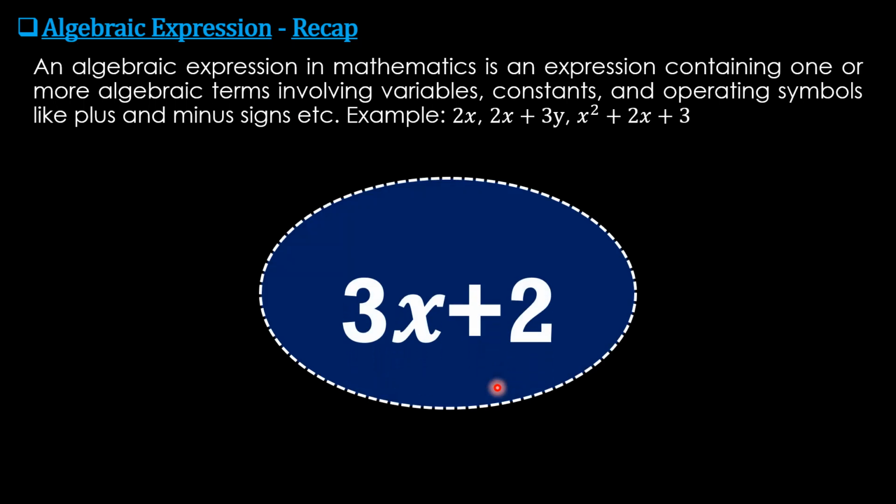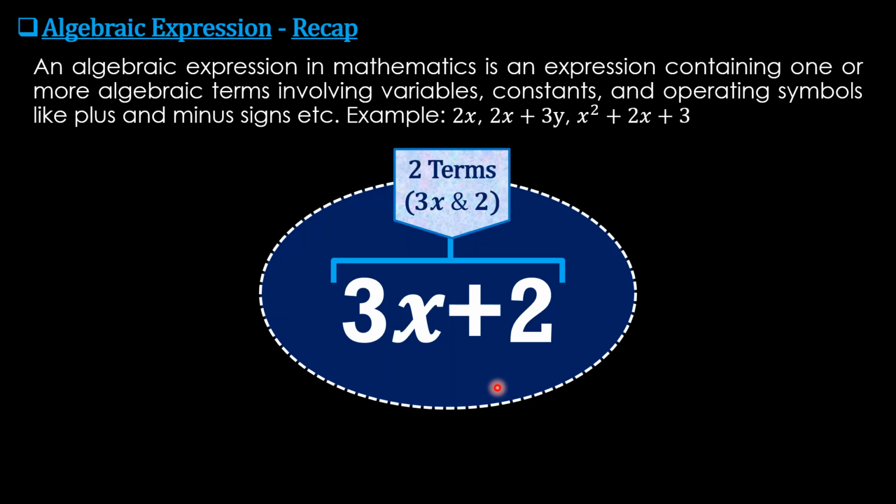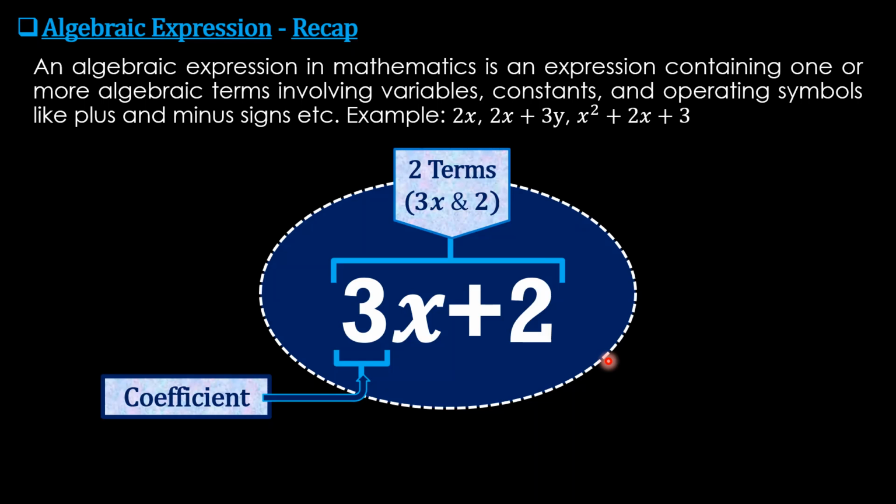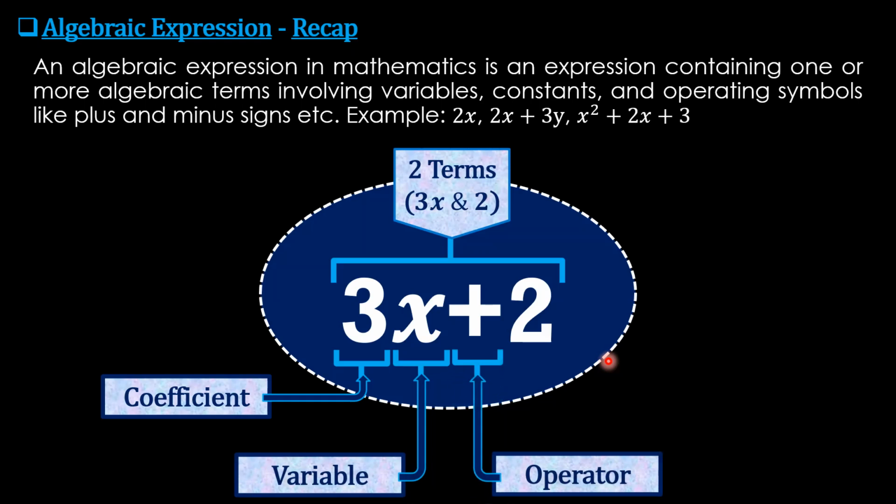So here we can see 3x plus 2, which is an algebraic expression. There are two terms here. One is 3x and another term is 2. So this 3 here is called coefficient, x is variable, plus sign is the operator, and 2 is constant.